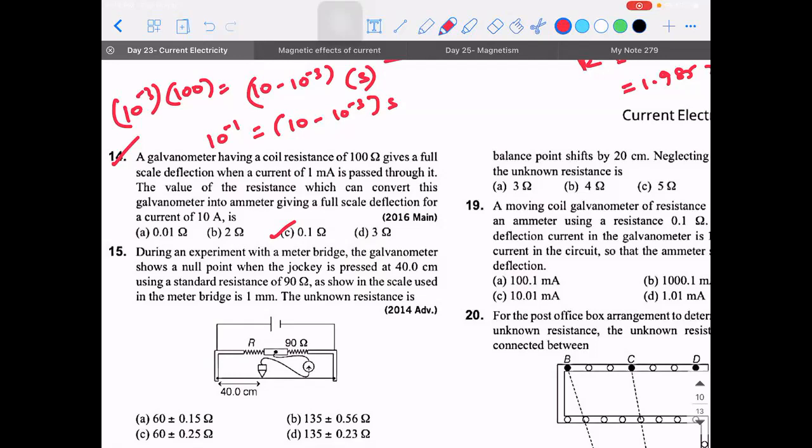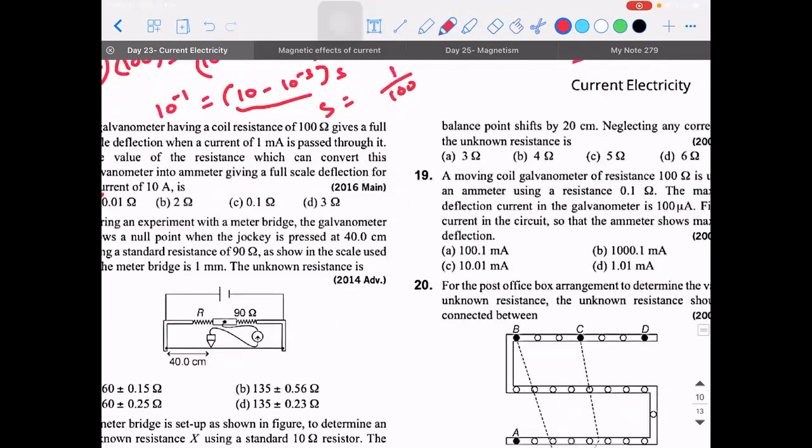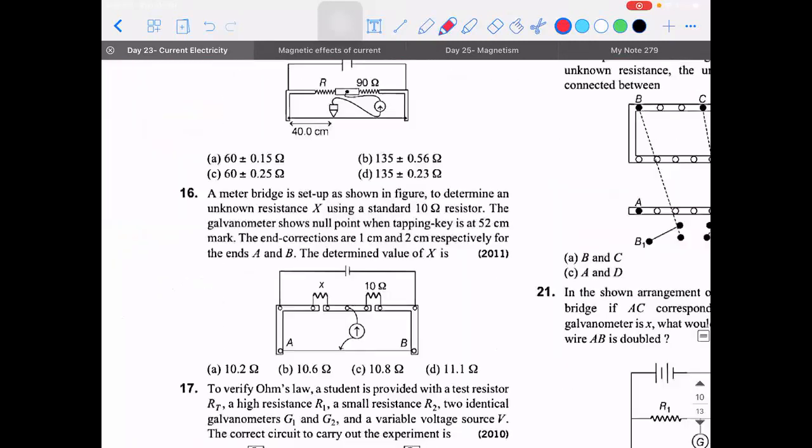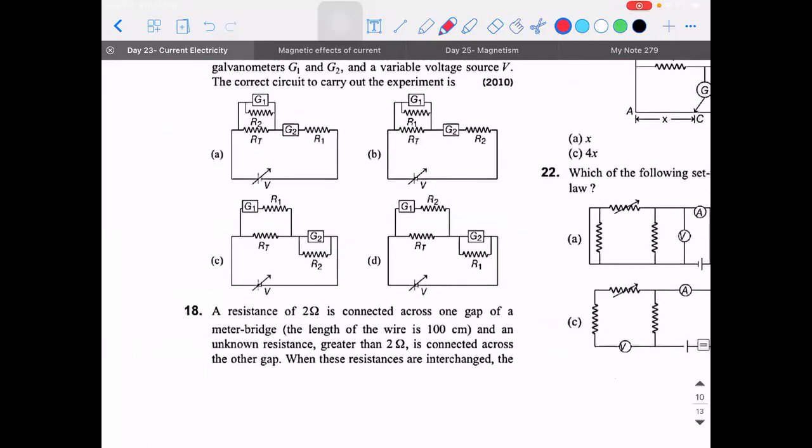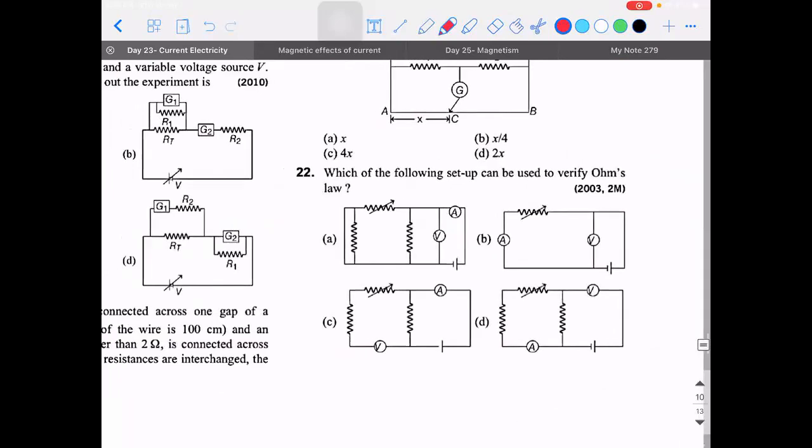Yes, sir, it's A, right? I think you have to do an approximation because 10 minus 10 power minus 3 is approximately 10 only. So S will be equal to 1 divided by 100, that is 0.01. Next.